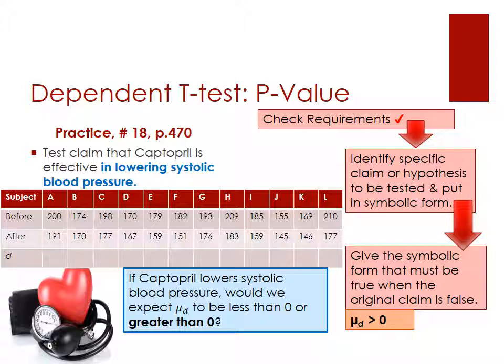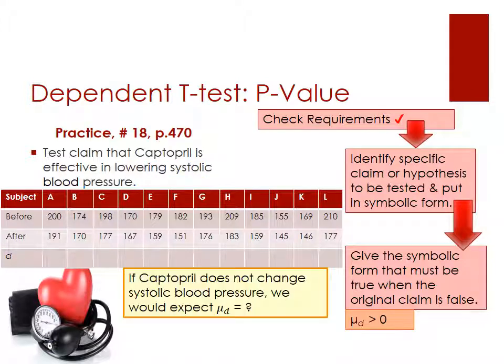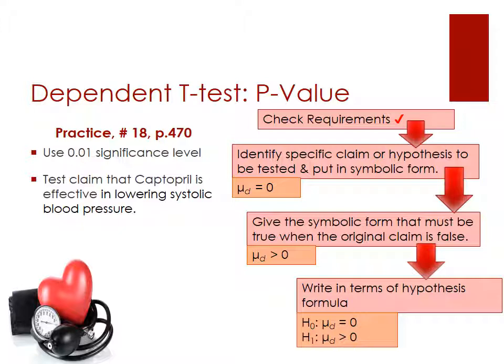So that is going to be step 3, and then coming back up and looking at step 2, if in fact there's no difference at all, then what would we expect our mu D to be? If the drug has no effect, we would expect our mean of D to be equal to 0, because they would cancel each other out. So here are our two different statements, and then we put them together for our hypotheses. Our null hypothesis is that mu D equals 0, and our alternative hypothesis is that mu D is greater than 0.